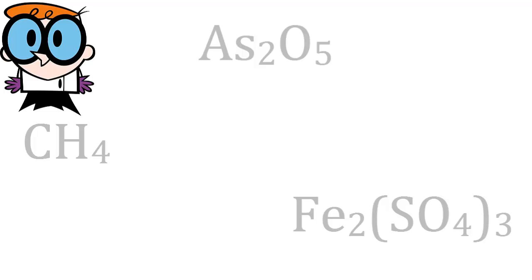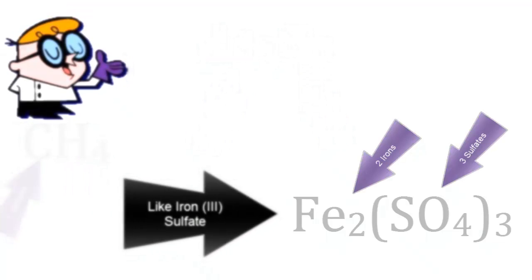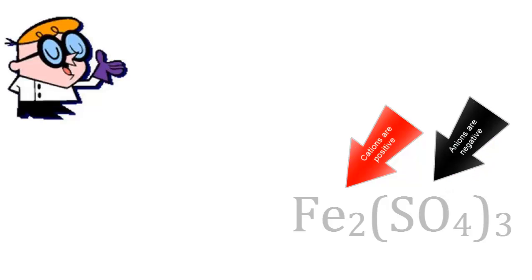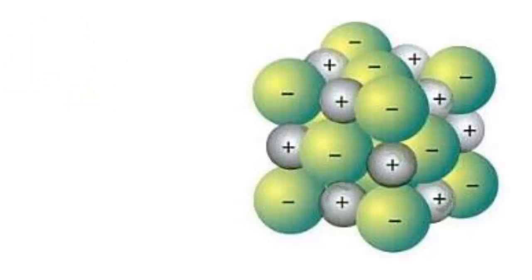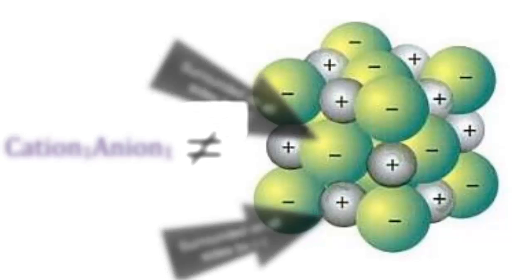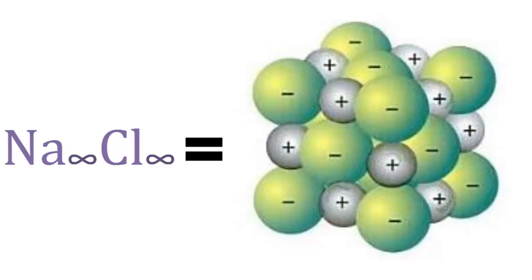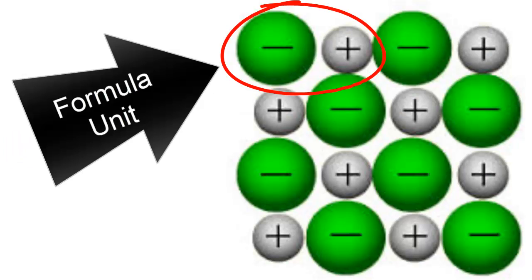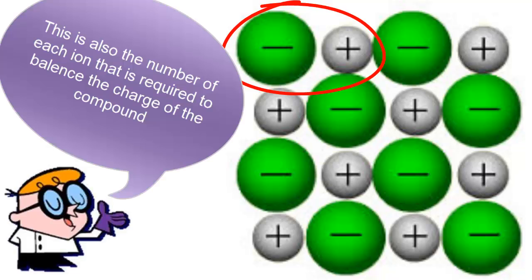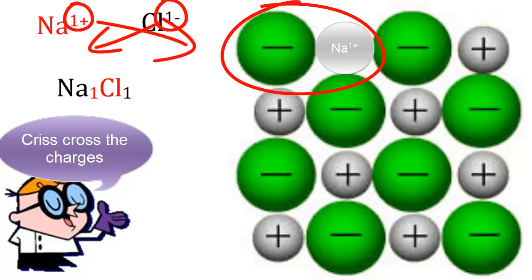A formula is a ratio of one element to another. For ionic compounds, it is the simplest ratio of cations to anions. Since each cation is surrounded by anions, there is never just one cation like sodium and one anion like chloride. It is millions of them side by side, but it is the simplest ratio, called the formula unit, that is reported as the formula for an ionic compound. So for sodium chloride, it's 1 sodium to 1 chloride.